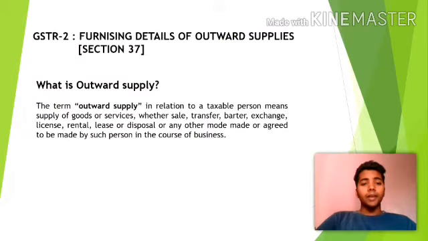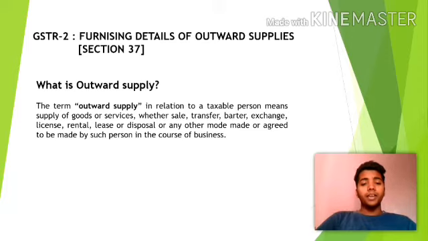So guys, here we come to a very important topic related to GST Return 1: outward supply. Under GST Return 1, what we mention is the details related to outward supply. So what do we mean by outward supply, and how is outward supply defined under GST section 37? Here is the definition of outward supply under section 37.